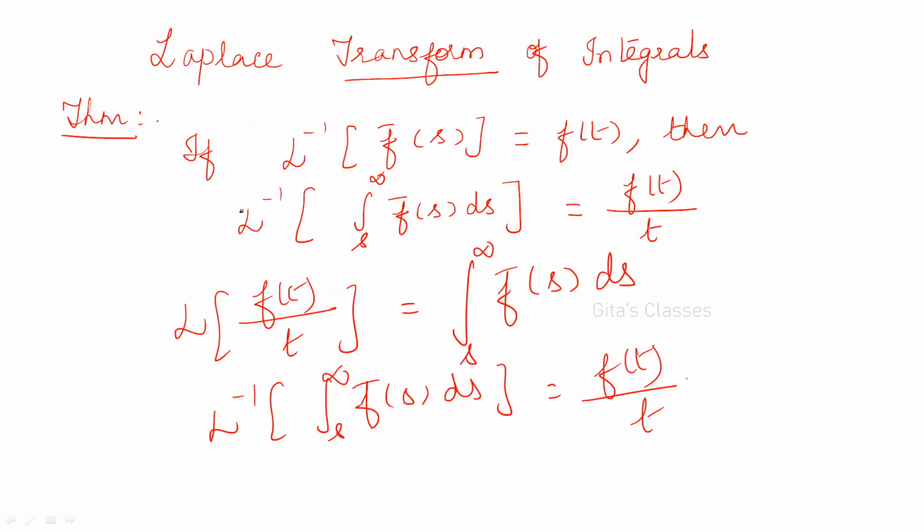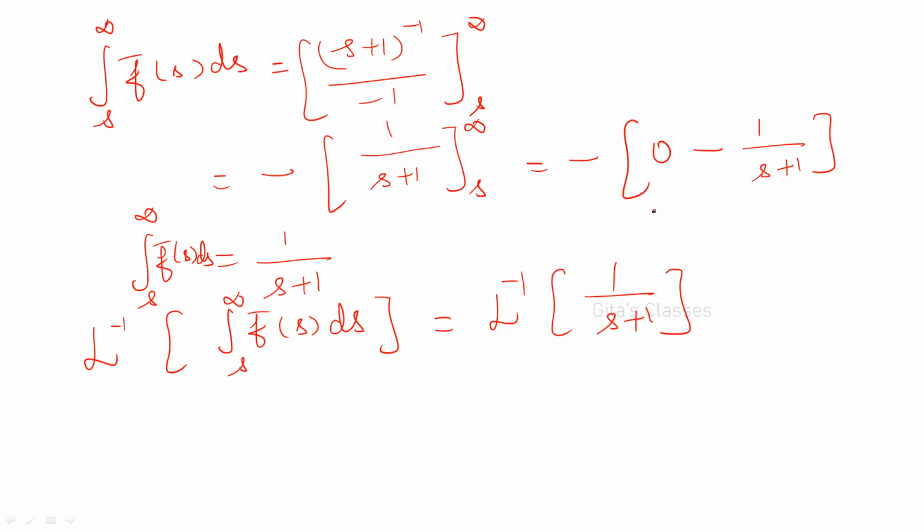By the theorem, L inverse of integral s to infinity f bar of s ds is equal to f of t by t. So let us replace that. So this is f of t by t is equal to L inverse of 1 by s plus 1, which is e power minus t, using the standard function.